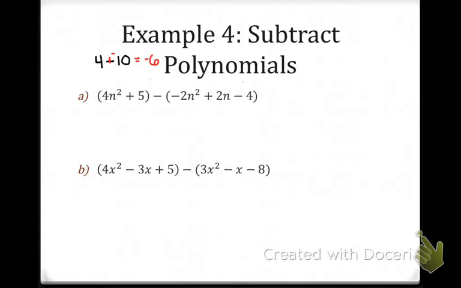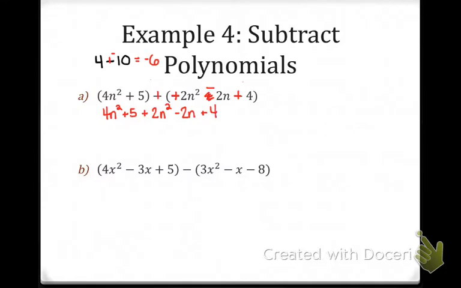So you were taught to keep your first number, change your subtraction to addition, and change your sign on the second value. So using this same idea, what I'm going to do is change this to addition, and then I change the sign on everything in the second trinomial. So this becomes a positive, this one becomes negative, and this one becomes positive. Now, I'm going to rewrite both polynomials so that I don't have scribbled out signs. So 4n squared plus 5 plus 2n squared minus 2n plus 4.